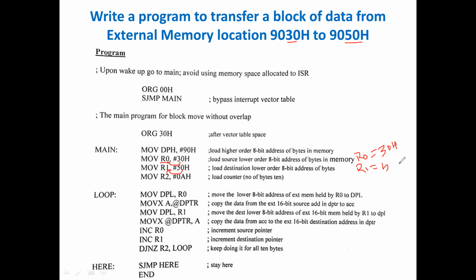I moved 30H to point to the source location, and 50H to point to the destination location. Now this is the counter. How many data am I going to copy from one location and place in another location? I'm going to take 10 data. 0AH stands for 10 in hexadecimal form. I'm moving this 10 into R2.